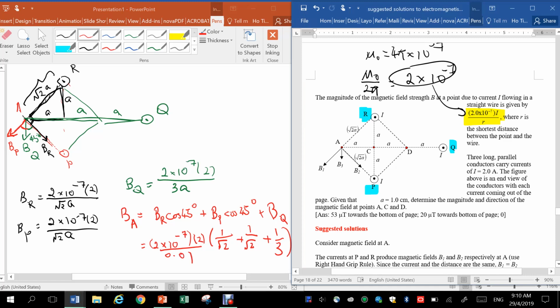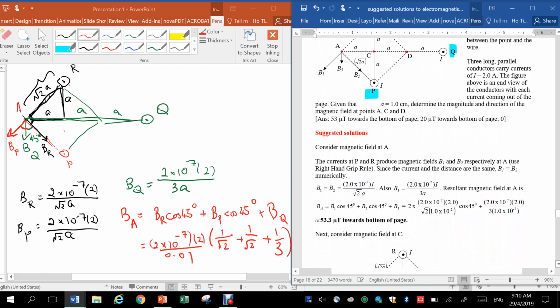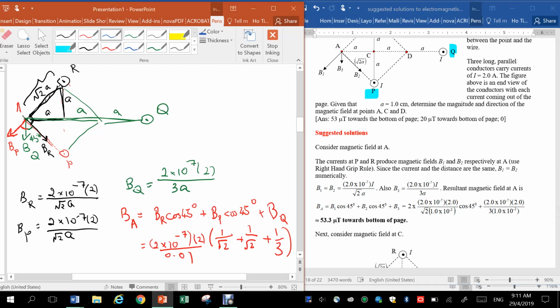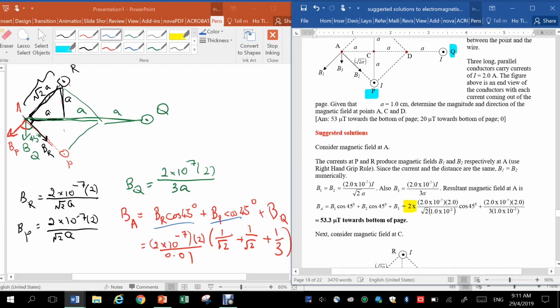Right? Let's look at what we have. It's long. 53.3 microtesla to the bottom of the page. Yep. Should be correct. Okay. So notice the solution given, instead of doing this twice, they used this. Right? It says 2 multiplied by. Okay. Same thing, no issue.